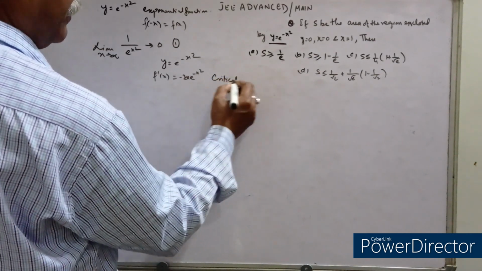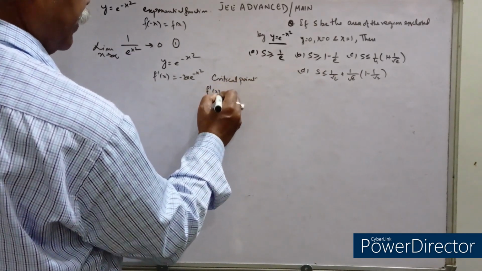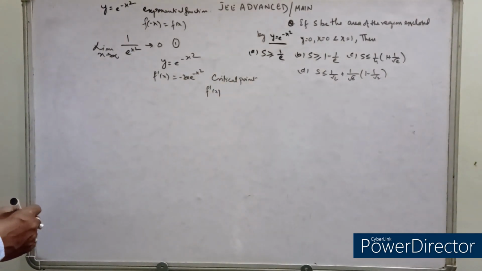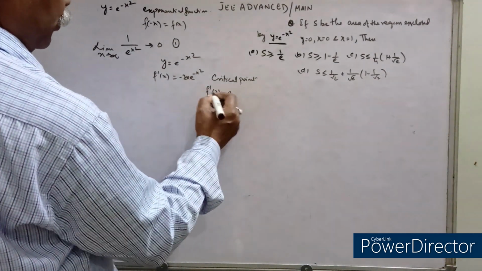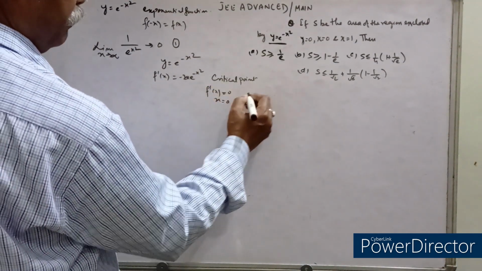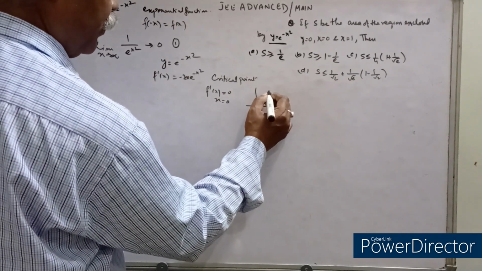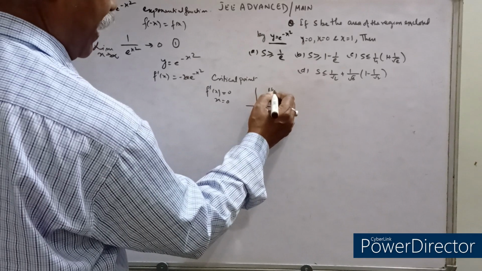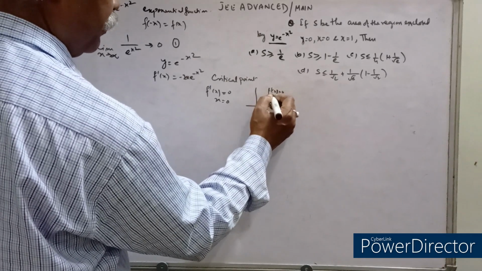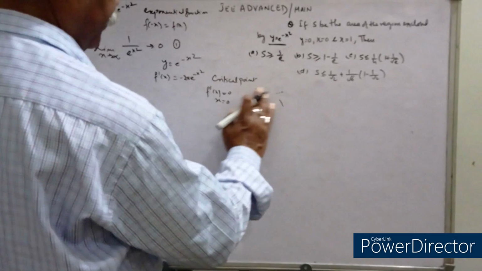So the critical points mean where your f dash is 0. If we take f dash equal to 0 here, your x will be 0. This is the critical point where f dash of x is 0, which means your tangent becomes parallel to the x axis. So this is the critical point.